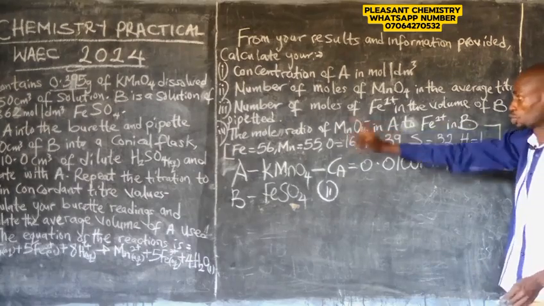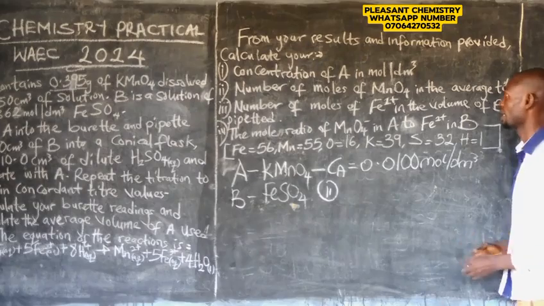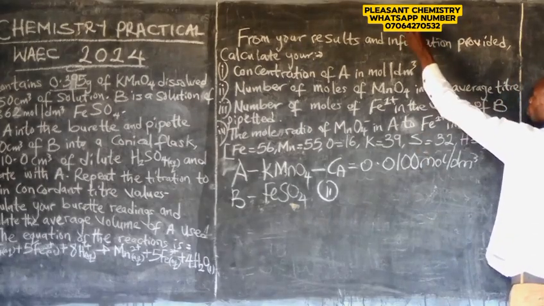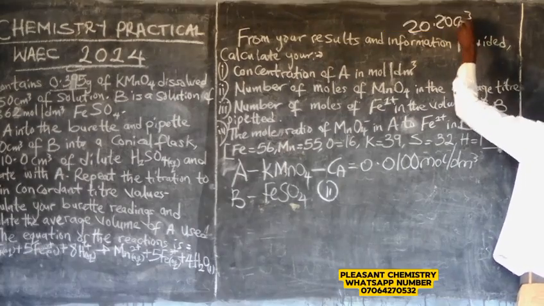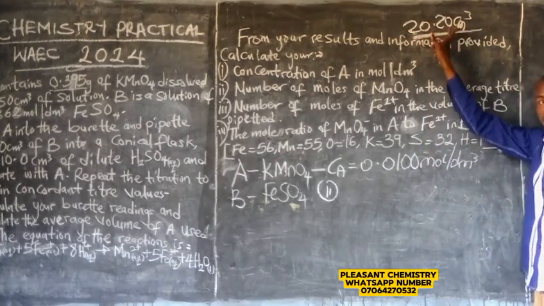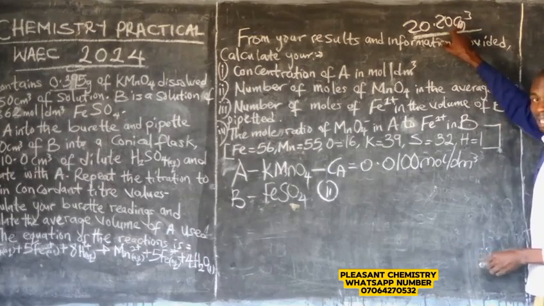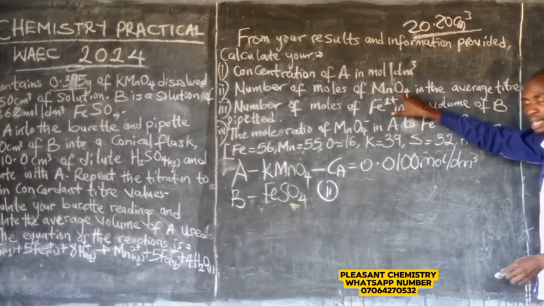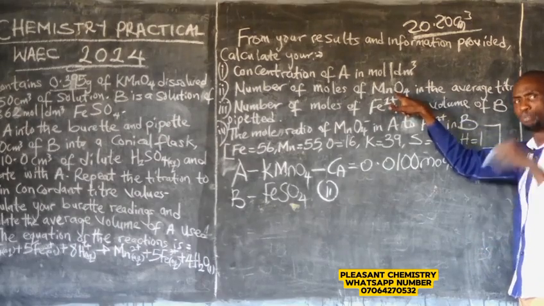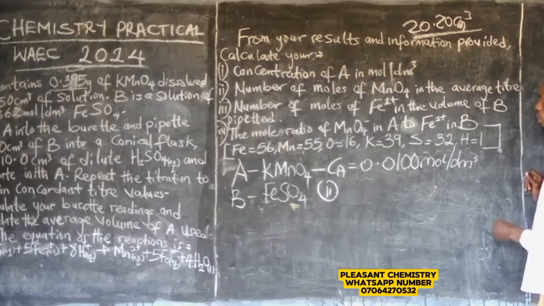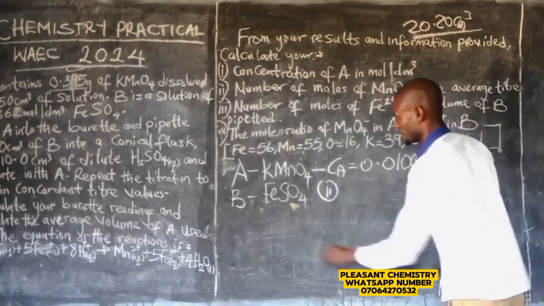Because we did not draw a table of values for this calculation, let's just pick an assumed average titer. And assume the average titer to be 20.20 cm cube. This is our assumed average titer for this titration. All right. So this assumed titer is meant for KMnO4 because it is the one that we put inside our burette.